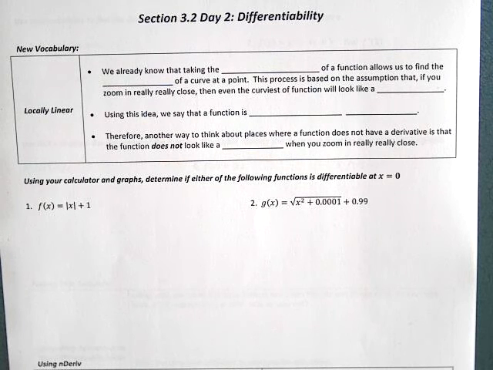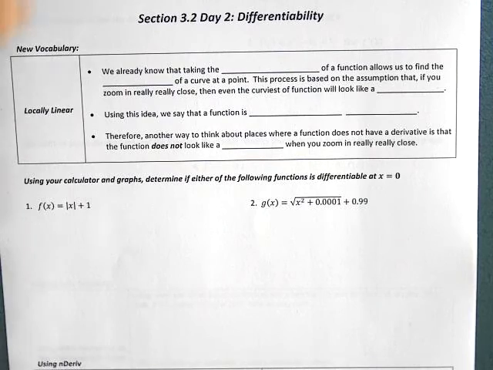So in the past, we said that when a function has a corner, a cusp, a vertical tangent, a discontinuity, it's not differentiable. We're going to look at something from a different perspective, and we're going to talk about why those functions would not be what's called locally linear. So, locally linear, what does that mean?